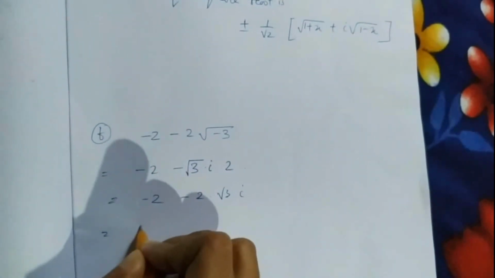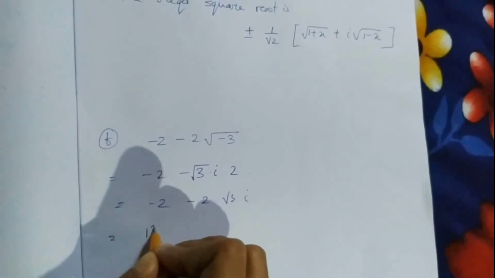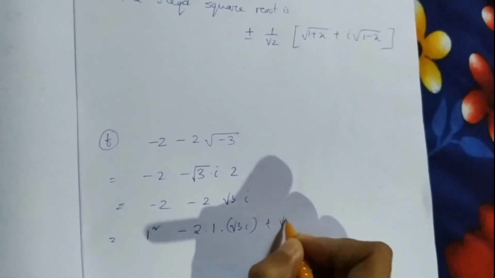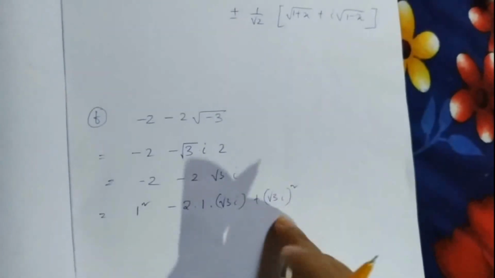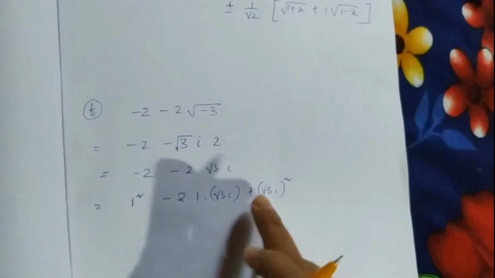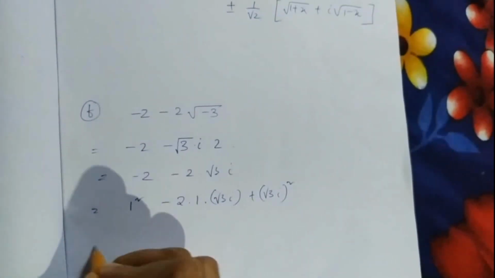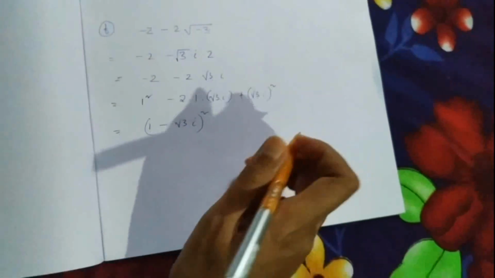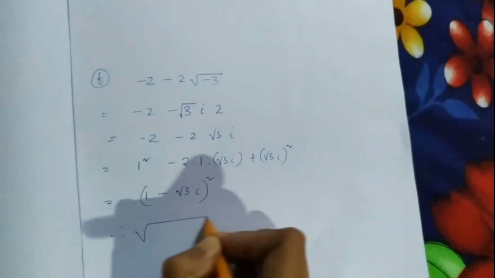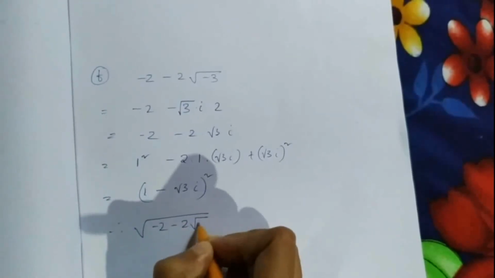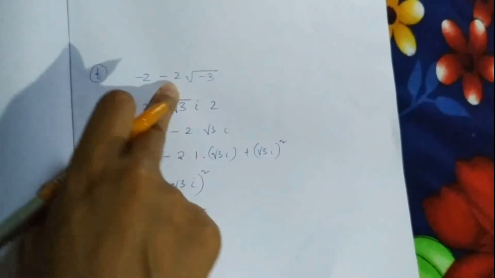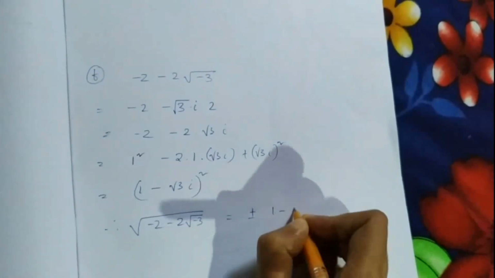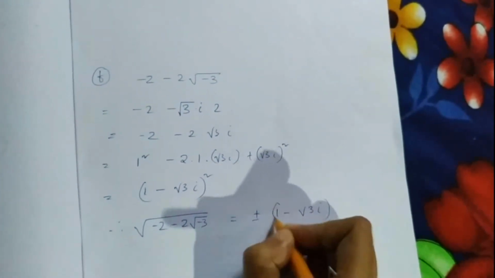So can I write it as 1 square minus 2 into 1 into root 3 into i plus root 3 into i whole square, because I will get 3 i square. So minus 3 plus 1 is minus 2. So 1 minus root 3 into i whole square. Therefore the square root of minus 2 root of minus 3. You are trying to get this square root, no? So it is equal to plus minus (1 minus root 3i).